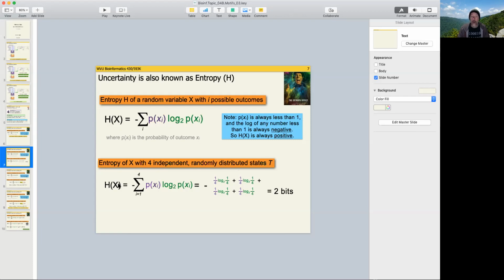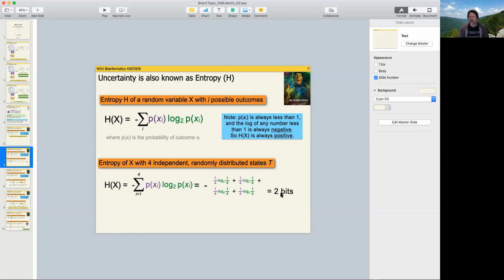And then we simply solve this equation for H. So H, as i goes from 1 to 4, those are our randomly distributed states. We take the probability of each times the log base 2 of the probability. Well, we already showed on the previous slides that the probability of that occurring is 0.25, or 1 out of 4. This would be state 1, this would be state 2, state 3, state 4. So this would be rolling a 1, rolling a 2, rolling a 3, rolling a 4. You add all of those up, and it comes out to 2.